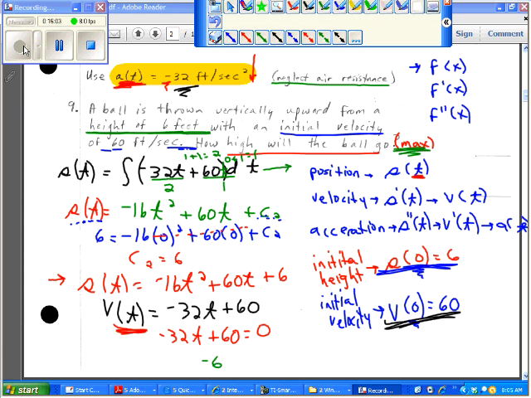And so I'm going to subtract 60. I'm going to have negative 32t is equal to negative 60. I'm going to divide both sides by negative 32. And that's going to reduce to 15 over 8. So in 15 over 8 seconds, in a little under 2 seconds, it's going to reach its maximum height.